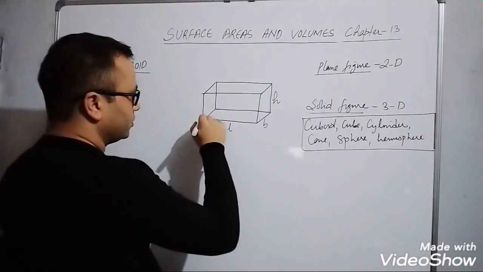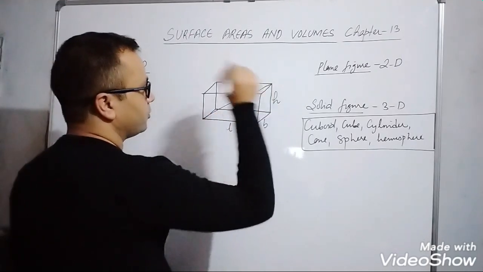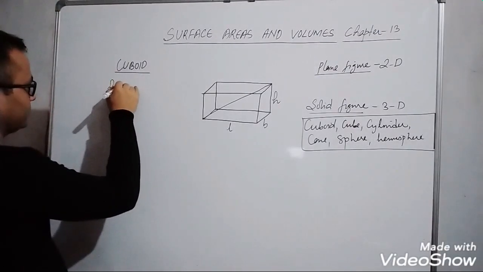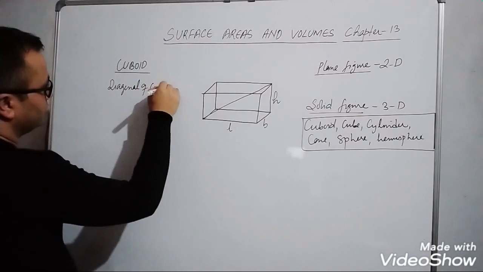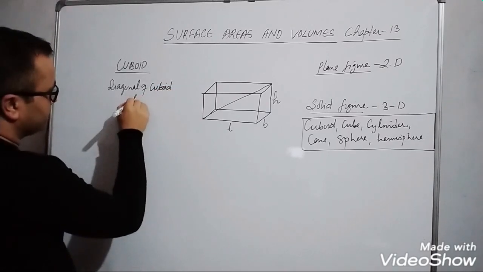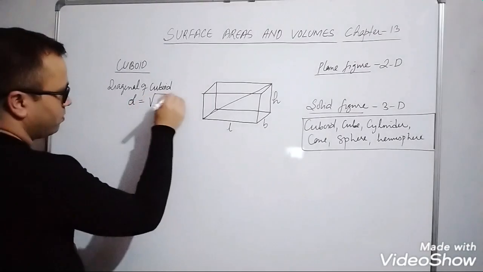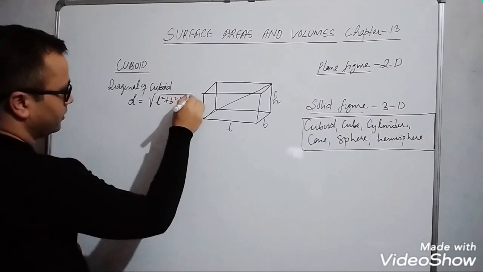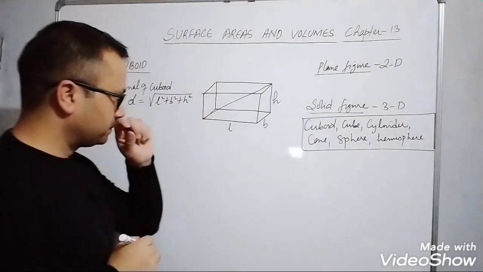Now first we will calculate the diagonal of the cuboid. The diagonal of a cuboid is represented by small letter d. So this equals root over L square plus B square plus H square. This is the diagonal of the cuboid.